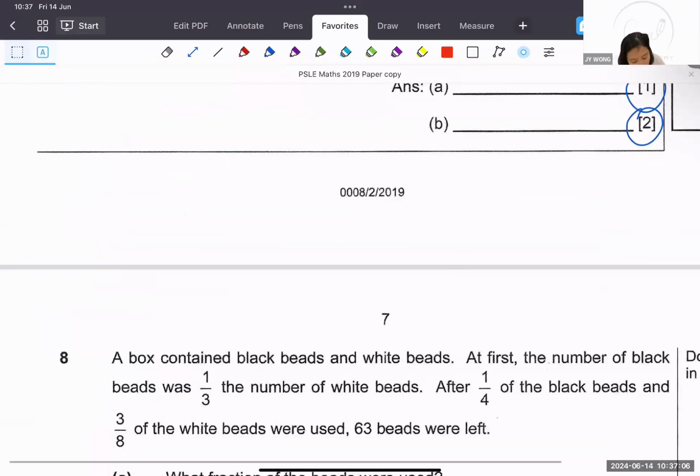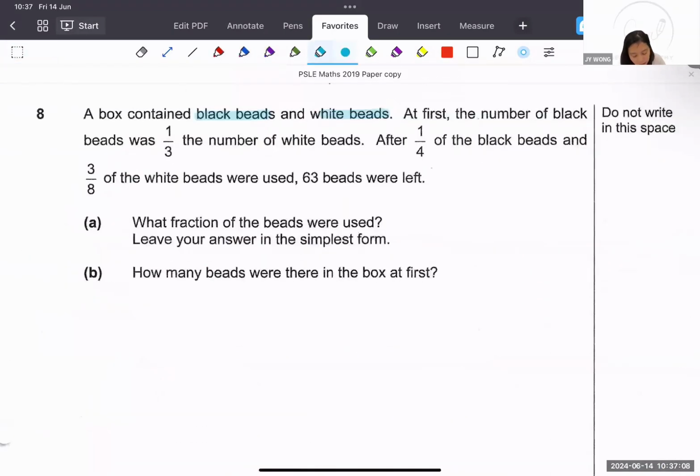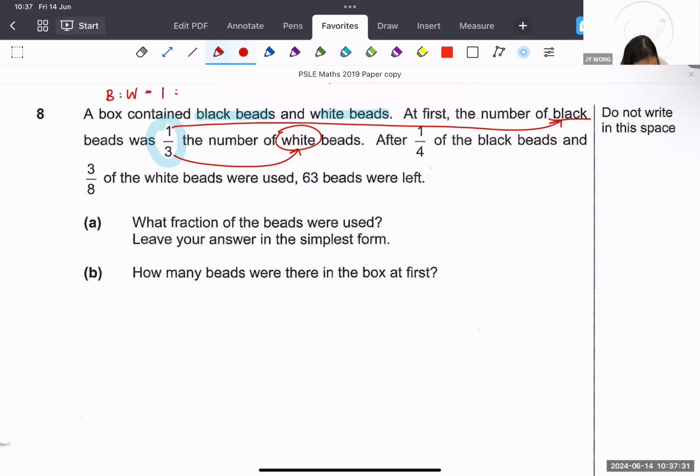A box contains black beads and white beads. At first, the number of black beads was 1/3 the number of white beads. This one is very important: 1/3 of the number of white beads. So if 3 is white, then 1 unit will be referring to the black. So in comparison, if I want to write black to white, it will be 1 to 3, in ratio.